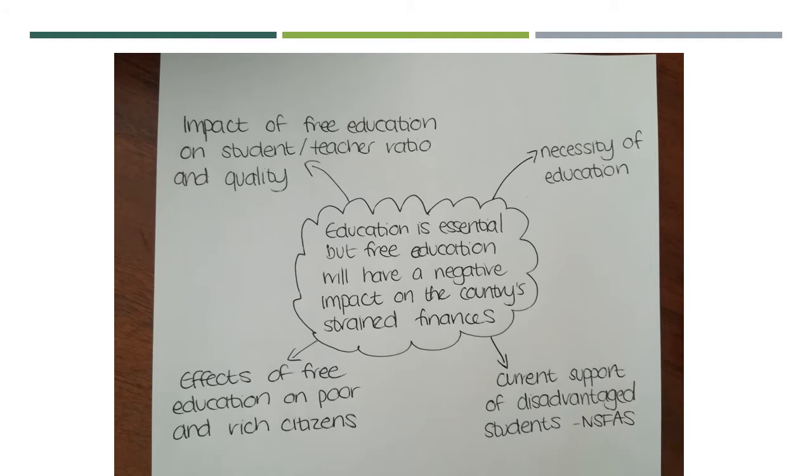This is what a mind map for this example essay might look like. The student wrote the essay in 2016, and I have created what I think her mind map might have looked like. So in the bubble in the center is her position. And her position is education is essential. So she agrees with Nelson Mandela, education is essential.